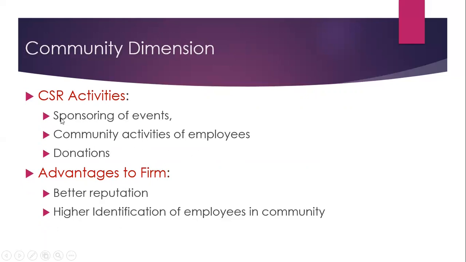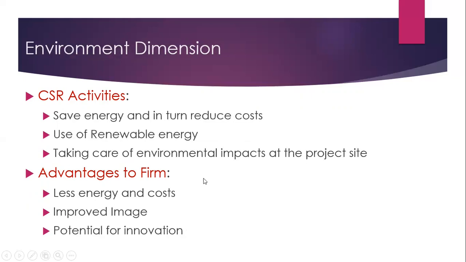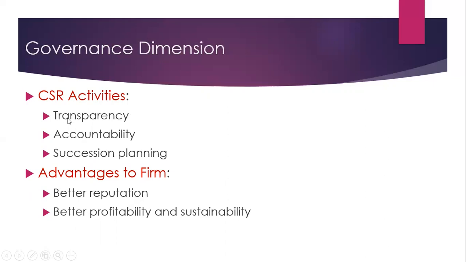Then community dimension, what are the CSR activities? Sponsoring of events, community activities by employees, and donations. What are the advantages? Better reputation of the firm and higher identification of employees in the community. Then environmental dimension, what are the CSR activities? Save energy and in turn reduce cost, use of renewable energy, taking care of environmental impacts of the project site. So advantages to the firm include less energy and cost, improved image, potential for innovation. Then finally, governance dimension. CSR activities include transparency, accountability, and succession planning. The advantages to the firm are better reputation and better profitability and sustainability.